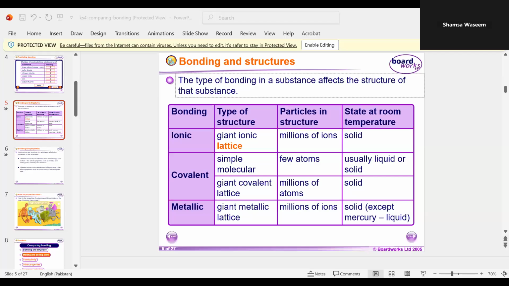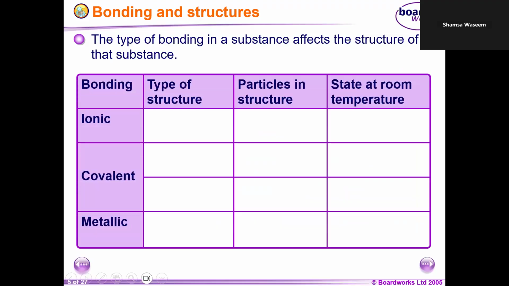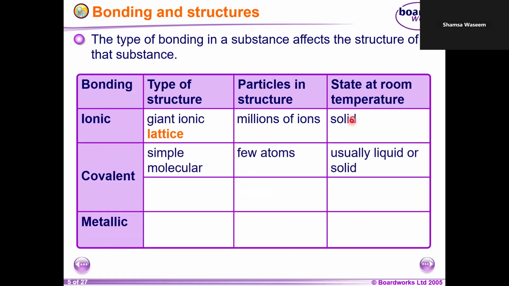One more thing that I need to do is compare all the types of bonding that we have done so far. The type of bonding in a substance affects the structure of that substance. The type of structure in an ionic compound is a giant ionic lattice. The particles in the structure are millions of ions, and the state of an ionic compound is solid.